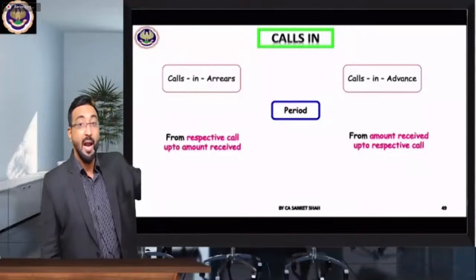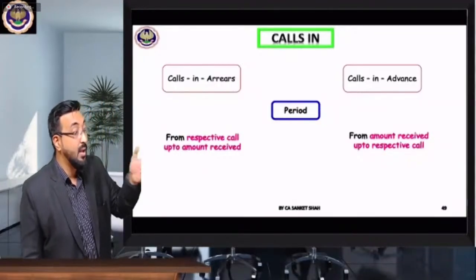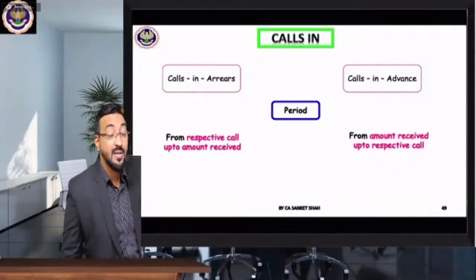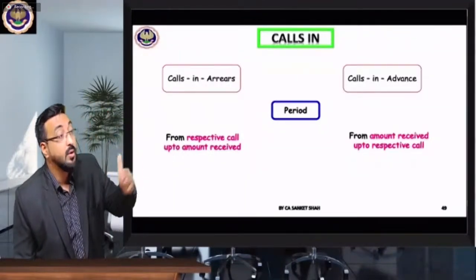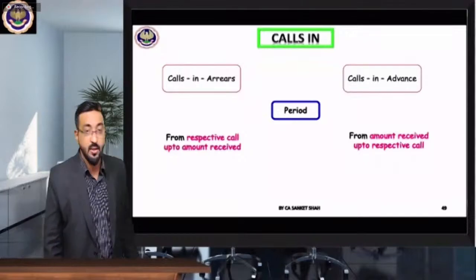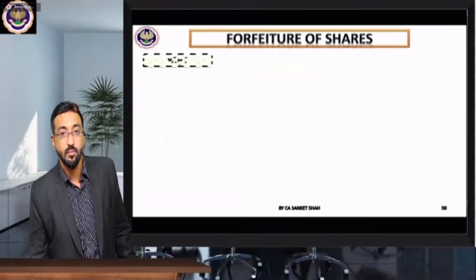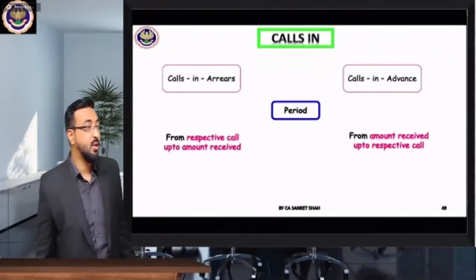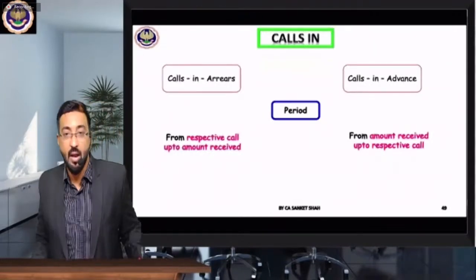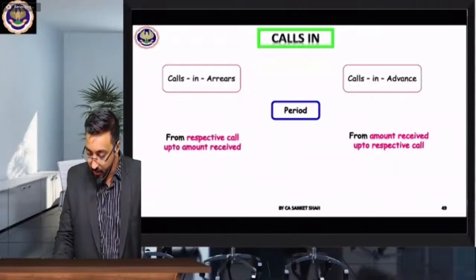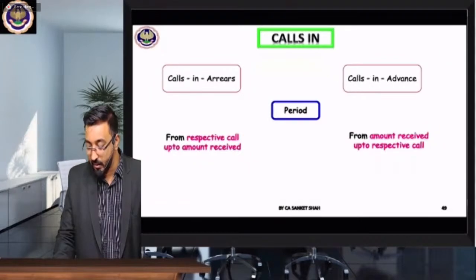So on advance, interest will be payable from the received date up to the due date, and on calls in arrears from the due date to the received date. You got this logic? Yes. Period. Chalo, we finish with all these concepts till now. Calls in arrears. Yes, need a break, or we will move to the next part, forfeiture.